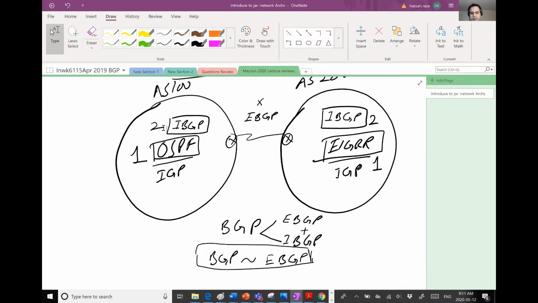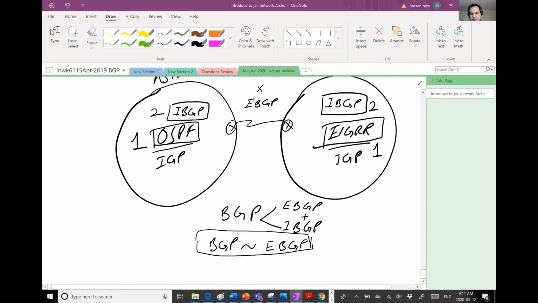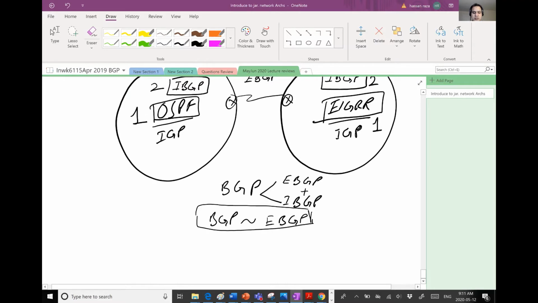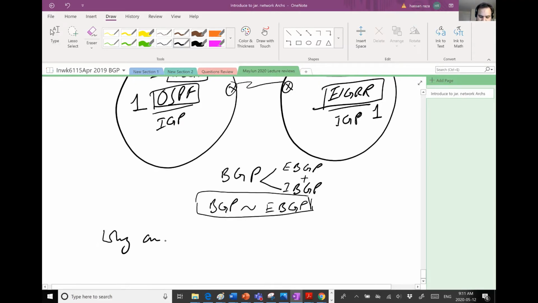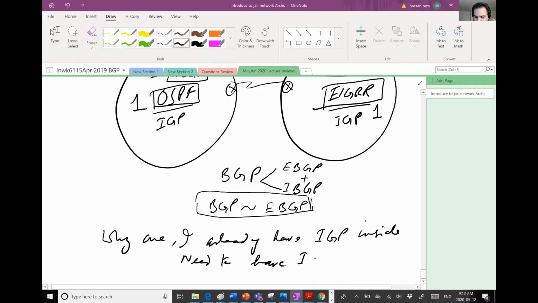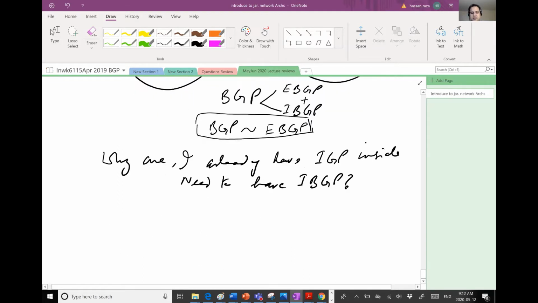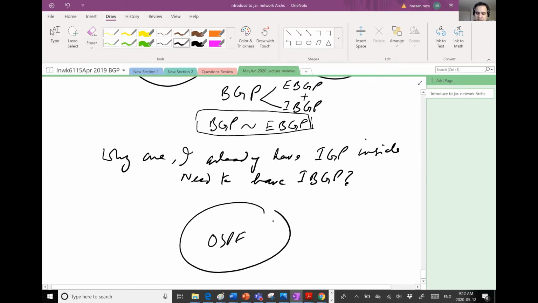Why is BGP divided? Once I already have an IGP inside, why do I need to have iBGP then? If I'm having OSPF inside, and I get routes through eBGP, OSPF supports redistribution.